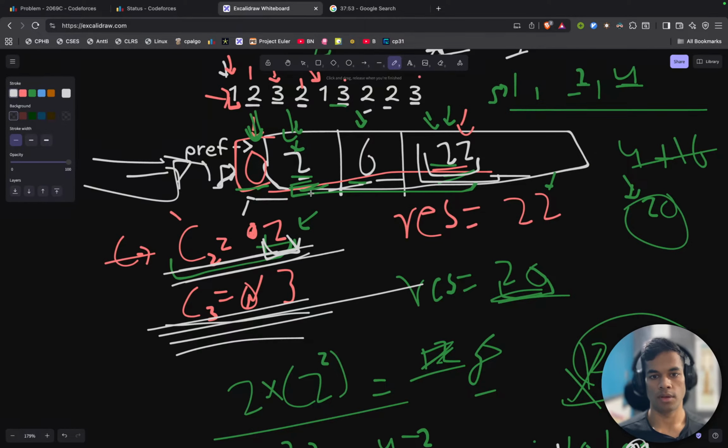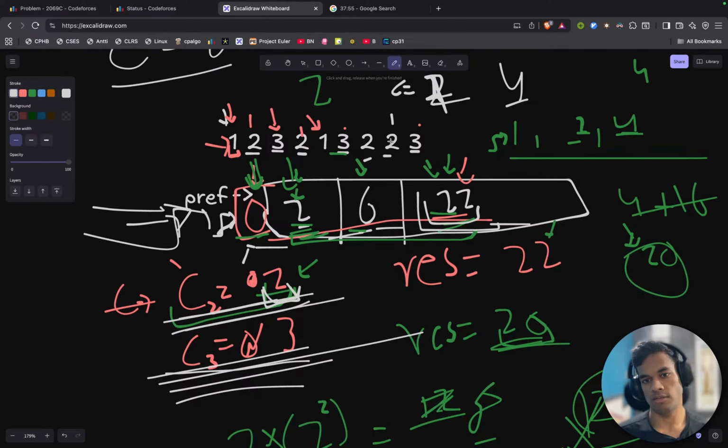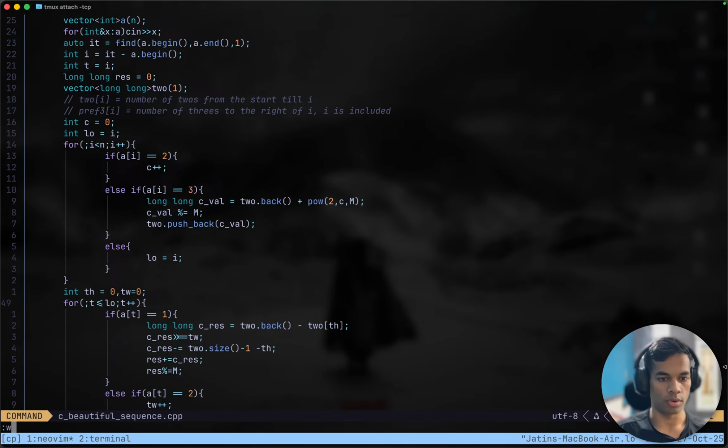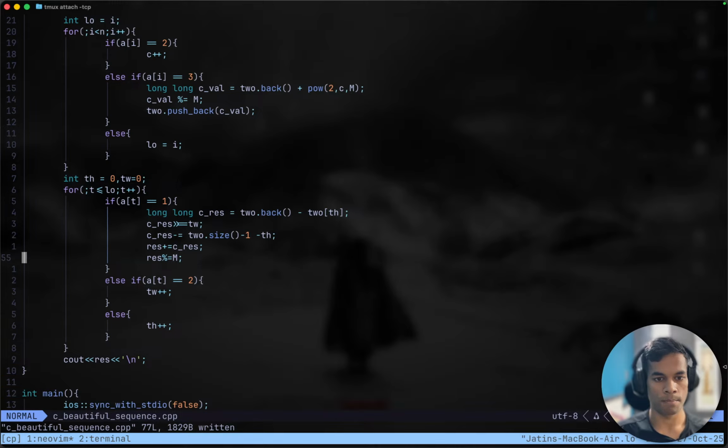Okay, so let's say there was a 1 here after this 3. Then our th, the number of times that we have seen a 3, will be 1, 2, and 3. If this will be pointing to 3, this will be 3, which is here. So 22 minus 22, this will be 0. So yeah, that makes sense. Okay, this should work.